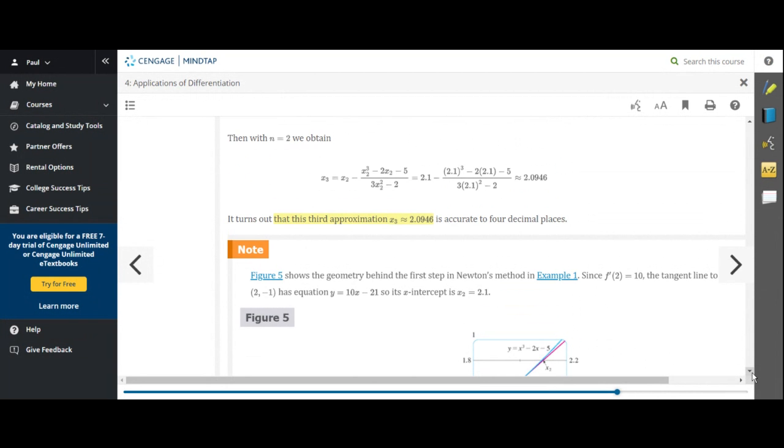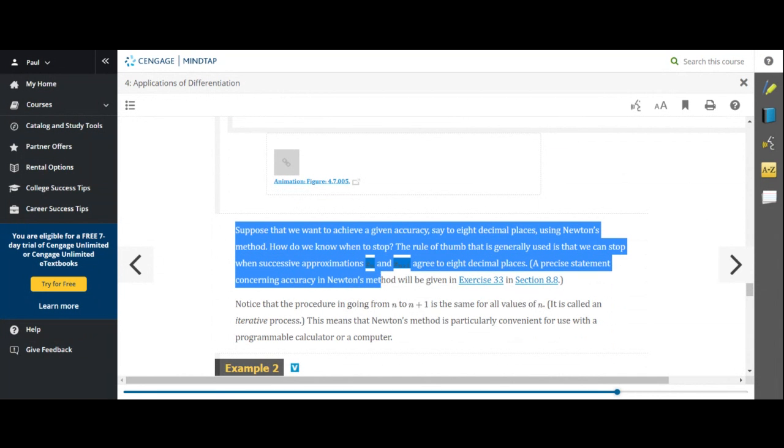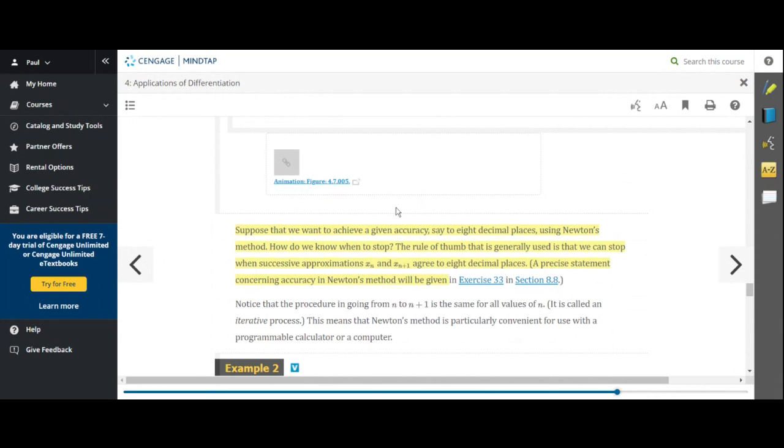All right, let's go down a little bit. They talk a little bit about knowing when to stop. We can keep doing Newton's method, keep going and going for the iterations, but how do you know when to stop? Suppose that we want to achieve a given accuracy in 8 decimal places using Newton's method. How do we know when to stop? The rule of thumb that's generally used is that we can stop when successive approximations agree to 8 decimal places. Okay, that's just a choice.